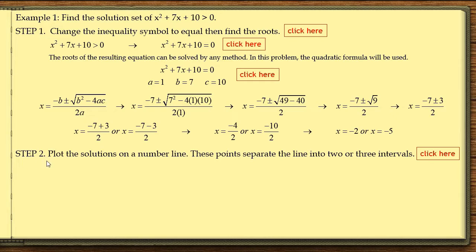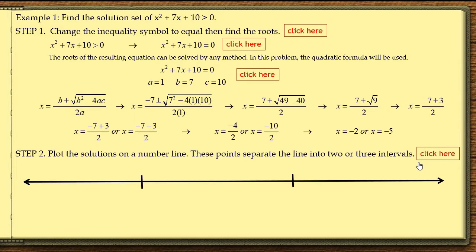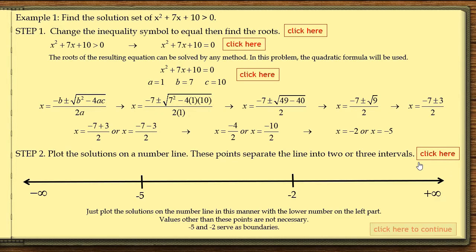For the second step, we need to plot the solutions on a number line. These points separate the line into 2 or 3 intervals. All you have to do is plot our solutions in this manner, wherein the lesser value should be on the left side and the greater value on the right side. Negative 5 and negative 2 serve as boundaries, forming three intervals: 1, 2, and 3.